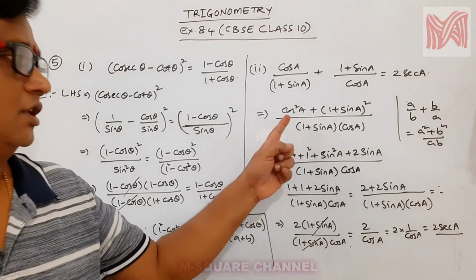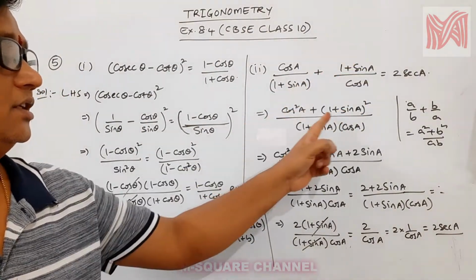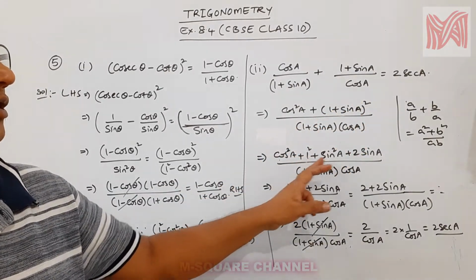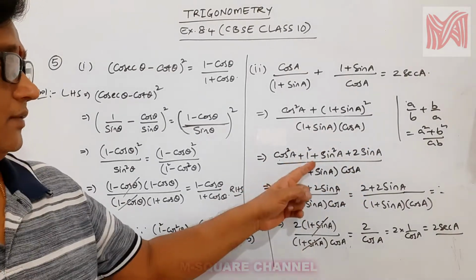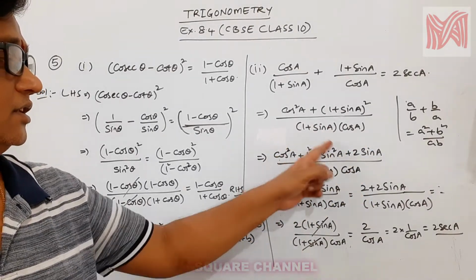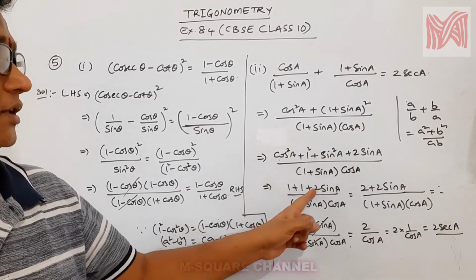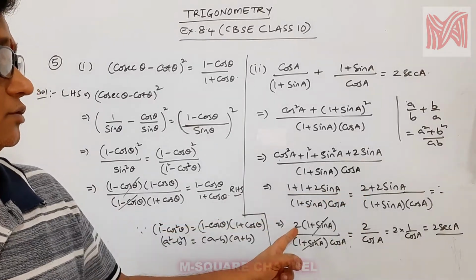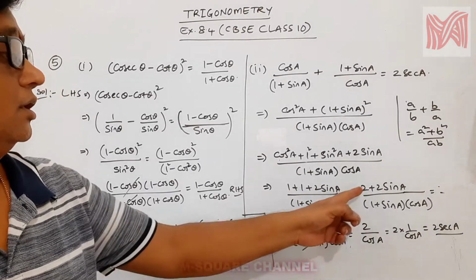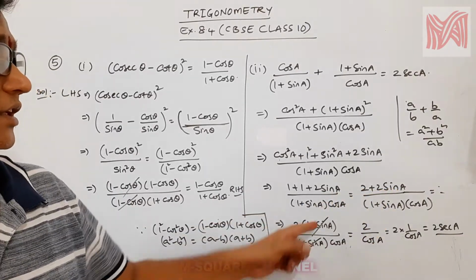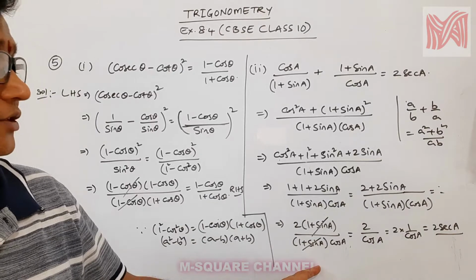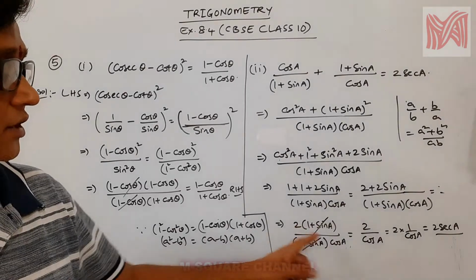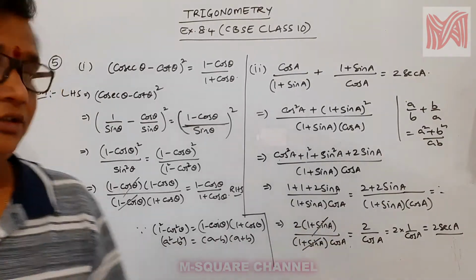Here cos square a plus, by cross multiplication, 1 plus sin a whole square. We can write this as (a plus b) whole square: a square plus b square plus 2ab. After that, sin square a plus cos square a, these two are 1. So 1 plus 1 plus 2 into sin a. After that, 2 plus 2 sin a means 2 into (1 plus sin a). The denominator is the same; the denominator will not be changed. After the numerator changes, 2 into (1 plus sin a) by (1 plus sin a), both are cancelled. We get 2 by cos a. 2 by cos a means 2 into secant a.